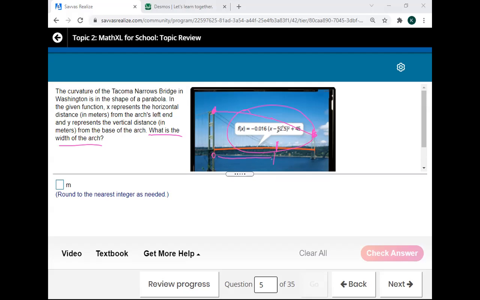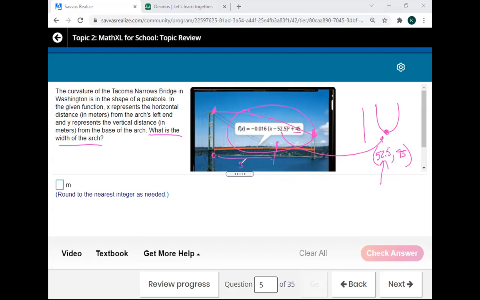If you remember a parabola, this right here, and the negative 52.5, it's the opposite. That's the horizontal displacement, sometimes transformation, and then the 45. And so if they want the width first, we would just double this, because the vertex would be halfway across because of the symmetry.